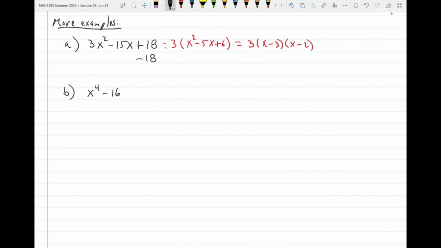So what I'm saying is, if this would have been a -18, then the answer would have been 3 times, and then, what is it? x minus 6, x plus 1. Okay? That would have been the answer if this was a -18. Okay. Any questions on the first one? Good. How about the second one?